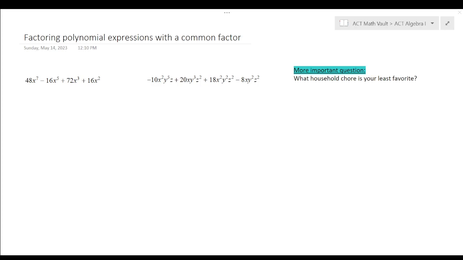Hi everyone, in this video I want to talk about factoring polynomial expressions with a common factor. These are the two problems that we'll do.